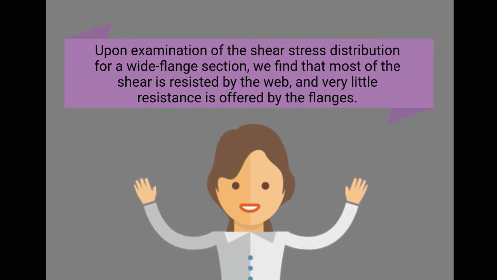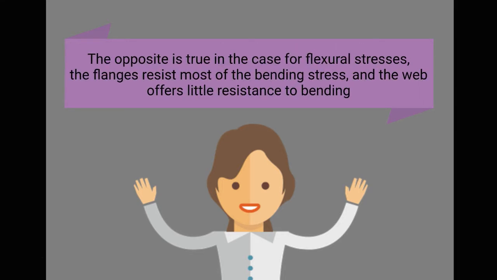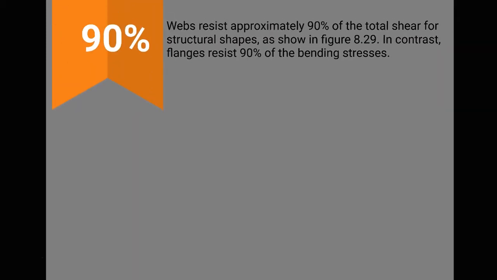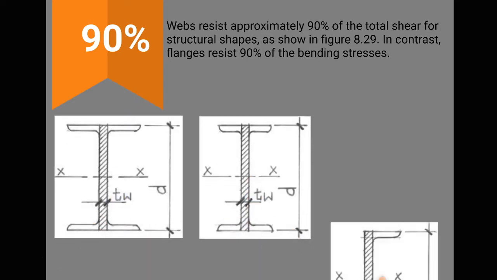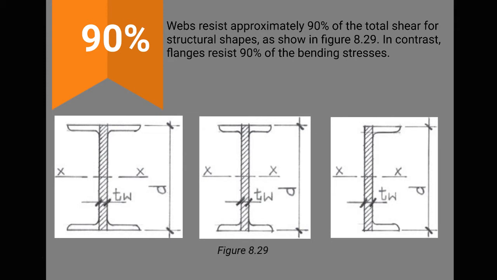Upon examination of the shear stress distribution for the wide flange section, we find that most of the shear is resisted by the web and very little resistance is offered by the flanges. The opposite is true in the case of flexural stresses. The flanges resist most of the bending stress, and the web offers little resistance to bending. Webs resist approximately 90% of the total shear for structural shapes, as shown in figure 8.29.